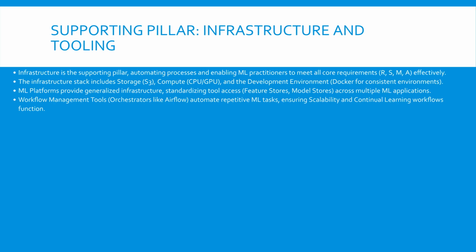The final concept we meticulously cover is the essential supporting pillar of infrastructure and tooling. ML systems are complex, and robust infrastructure is absolutely necessary to automate complex processes, drastically reduce the occurrence of human-introduced bugs, and actively enable ML practitioners to efficiently meet all the core requirements we discussed: reliability, scalability, maintainability, and adaptability. Infrastructure can be strategically conceptualized in distinct layers.